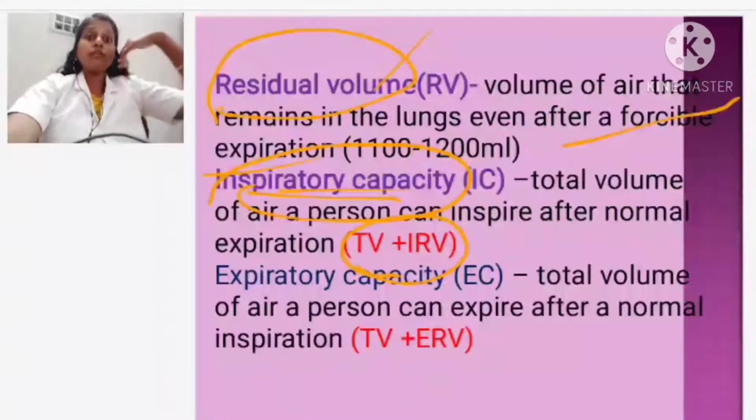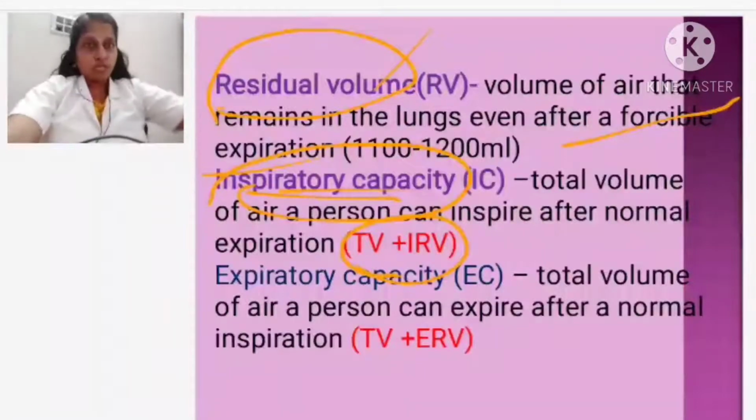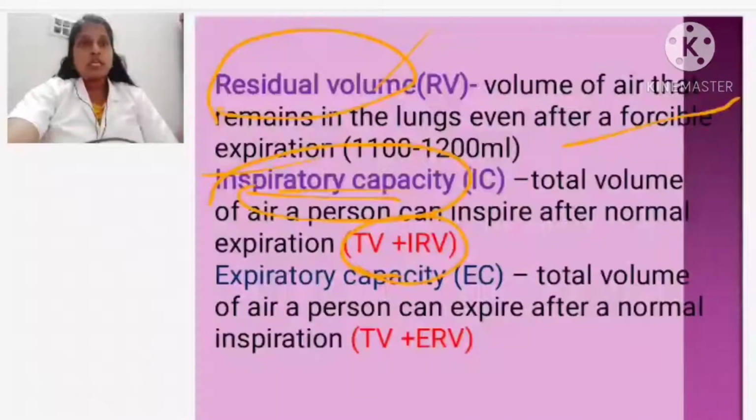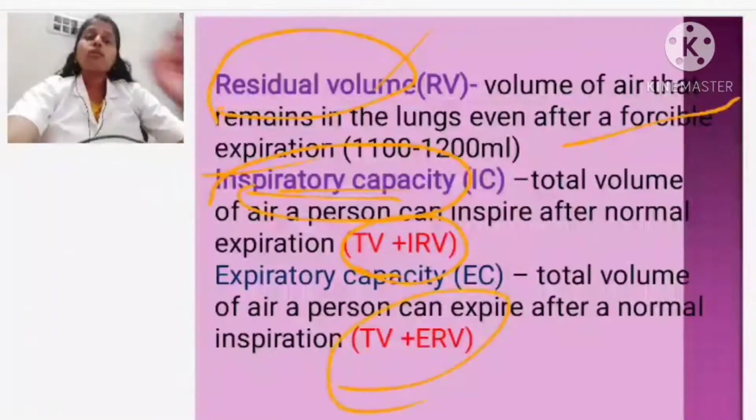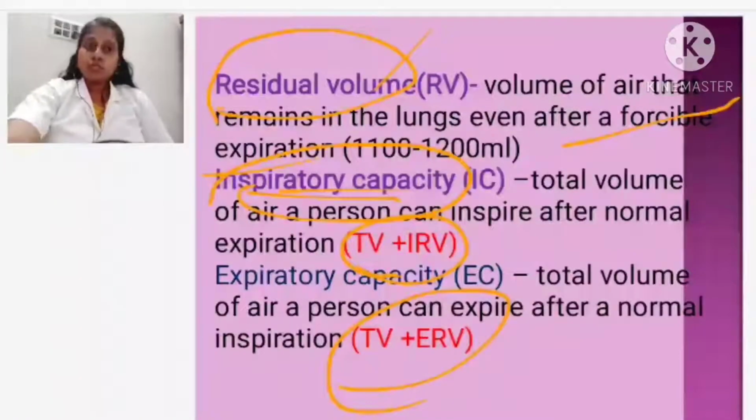Normally how much you can take in, plus forcefully how much you can take in; normally how much you can give out, as well as forcefully how much you can expire or exhale. So that is called as what? Expiratory capacity. So it is around 500 plus 1000 ml, which is equal to 1500 ml, your expiratory capacity.